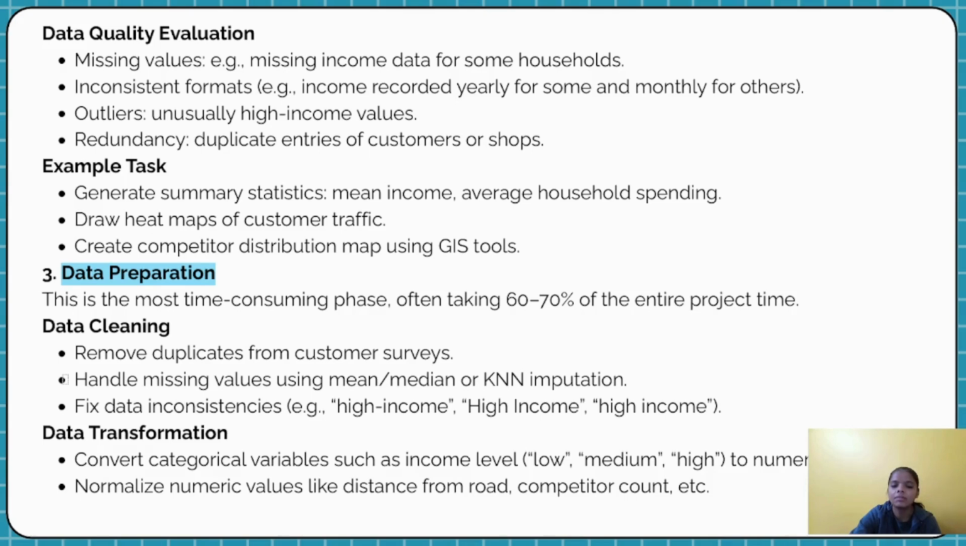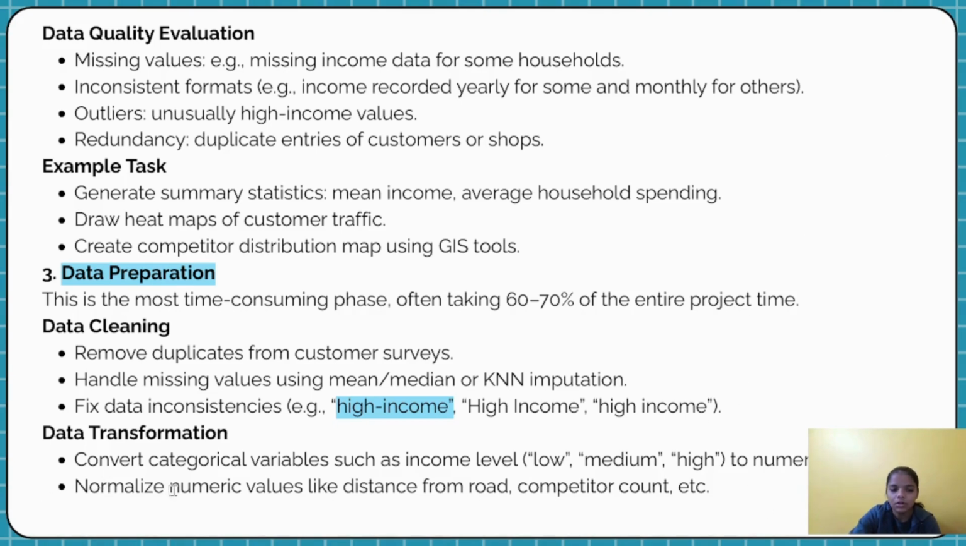Example, high income. As you can see, there is an inconsistency here: high income is written in the small format, here high income in the capital form, again in a small form. So we have to maintain this consistency, or we have to fix this data. Now, data transformation, converting categorical variables such as income level, low, medium, high into different categories, because every person has different income criteria. Someone comes under low, someone comes under medium, or someone comes under the high category. Two numerical codes.